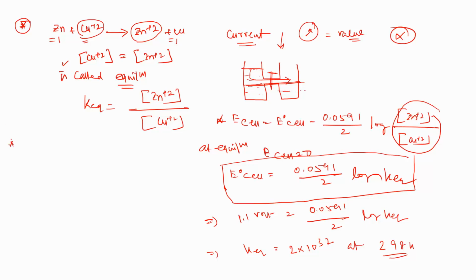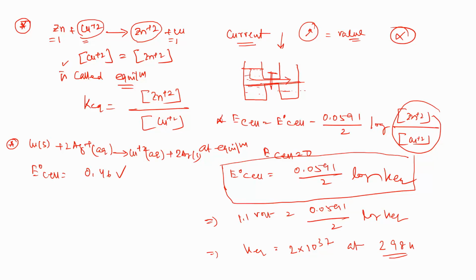If we consider an electrochemical cell, copper plus 2 Ag plus aqueous equal to copper plus 2 aqueous plus 2 Ag solid. In this electrochemical cell, it is given that E0 cell equal to 0.46 volt. So what will be the equilibrium constant?